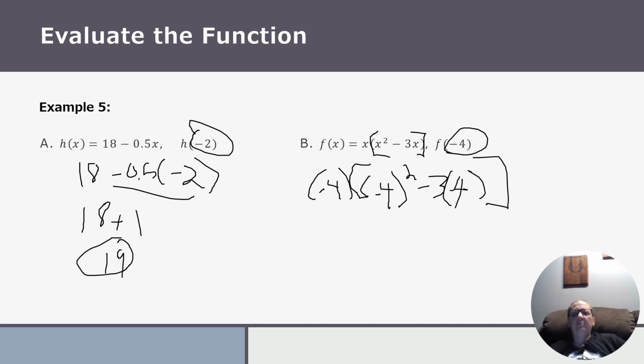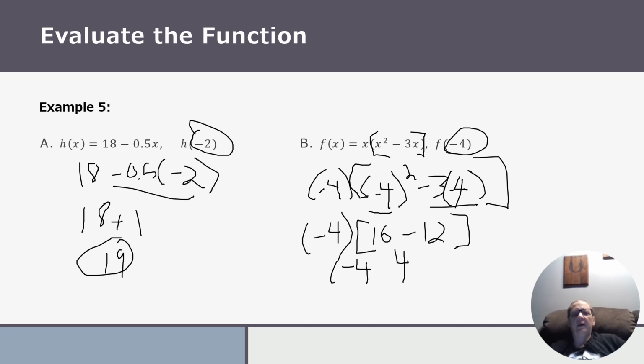So now I'm going to start with my symbol of inclusion here. I'm going to start with my multiplication. I can also do my exponent at the same time. So -4 squared is -4 times -4, which is 16. And then we have -3 times -4, which is 12. So that's what's inside there. So I still have that thing on the outside. So 16 minus 12 is 4. And I still have this -4 on the outside. So I end with multiplying -4 times 4, which is -16.